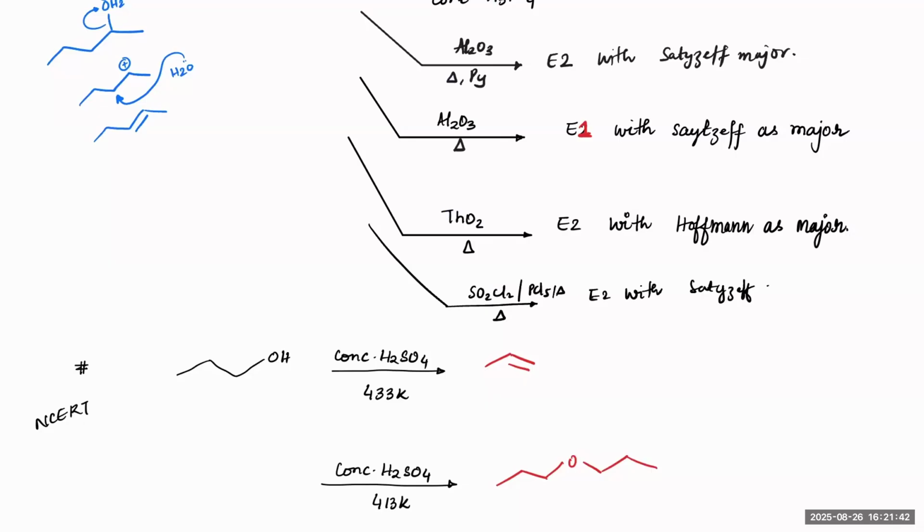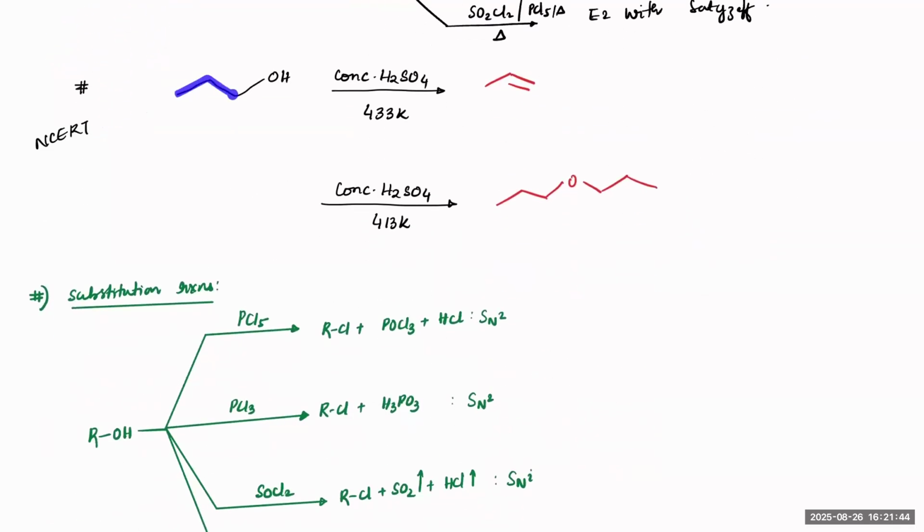For instance, if you take this alcohol and you are going just beyond 413 kelvins, instead of forming ethers, now it starts forming alkenes. So you'll see alkene is a major product. But if you're taking it at 430, ether is a major product.